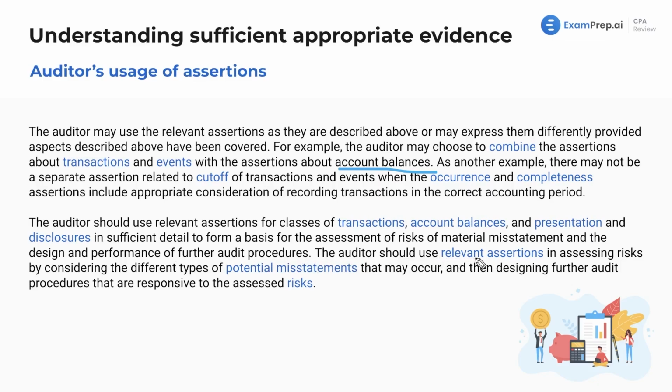The auditor should use relevant assertions in assessing risks by considering the different types of potential misstatements that may occur, and then designing further audit procedures that are responsive to the assessed risks. The auditor is going to be doing substantive testing, tests of details, confirmations, walkthroughs, doing these tests in relation to each assertion.